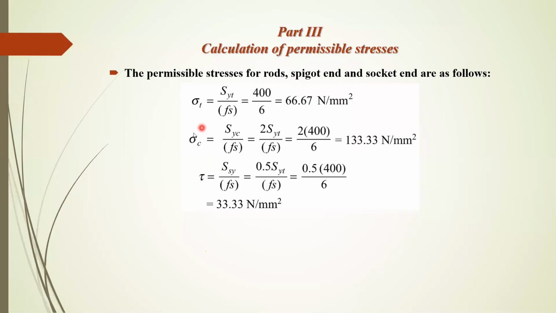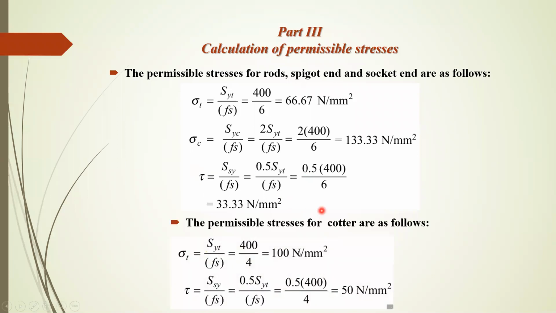Similarly, for sigma C, the allowable compressive stress, SYC is the yield strength in compression. Here, the yield strength in compression is twice the SYT. These are the known or standard values we must understand. So it is 2 times SYT divided by the factor of safety. This is based on theories of failure. The shear stress uses SSY, the shear yield strength, which is 0.5 times SYT. That's how we calculate these three types of permissible stresses.